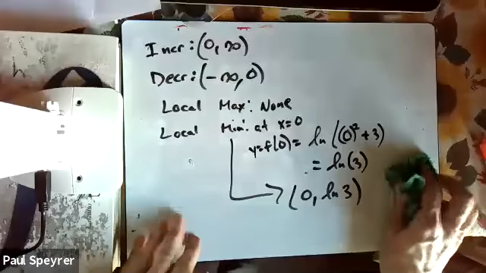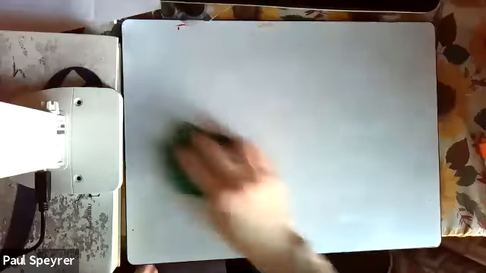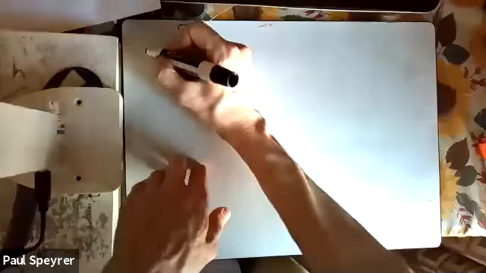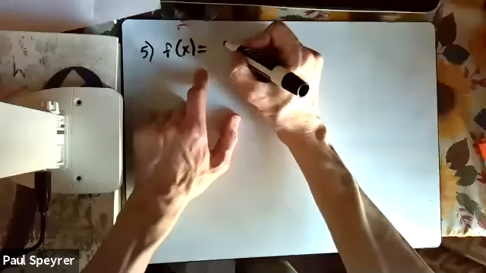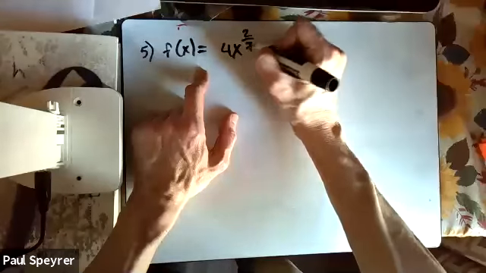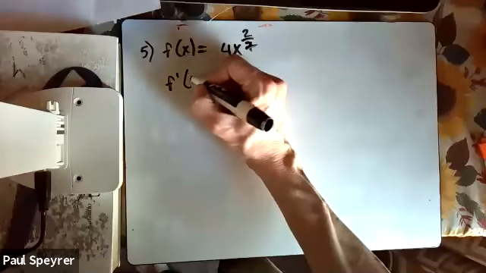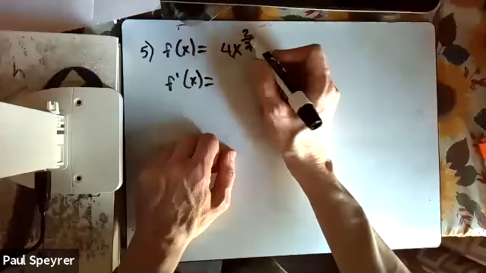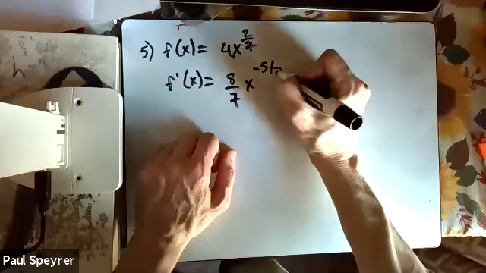Let's try number 5. Five says 4x to the 2/7. Okay, critical points. What do we do? Take that derivative, right? And set it to 0. So how do you do that? It's the power rule. So you're going to have 4 times 2/7. That is 8/7 x to the negative 5/7, right?